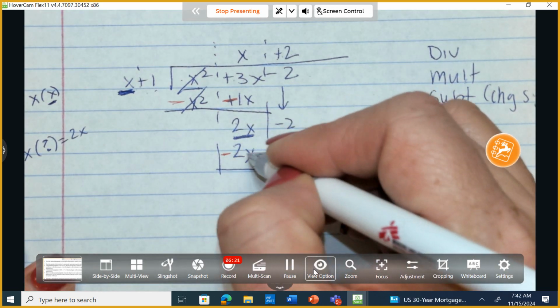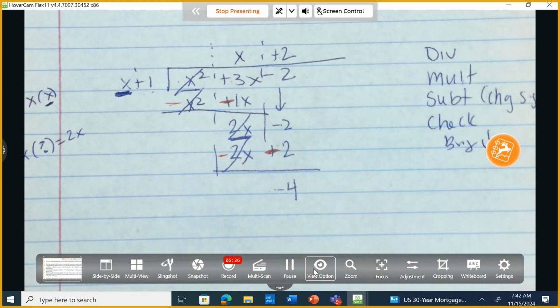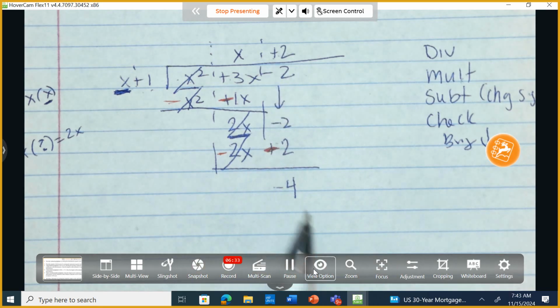So positive 2x and negative 2x, they cancel out. And negative 2 and negative 2 is negative 4. Everything I did was correct. So when I divide x plus 1 into this polynomial, I have a remainder.